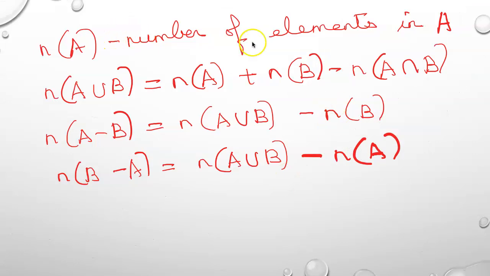Now n(A) stands for the number of elements in A, and we have some basic formulae, that is number of elements in A union B is number of elements in A plus number of elements in B minus number of elements in A intersection B. Number of elements in A minus B is number of elements in A union B minus number of elements in B. Number of elements in B minus A is number of elements in A union B minus number of elements in A.